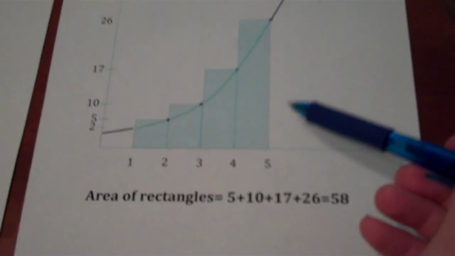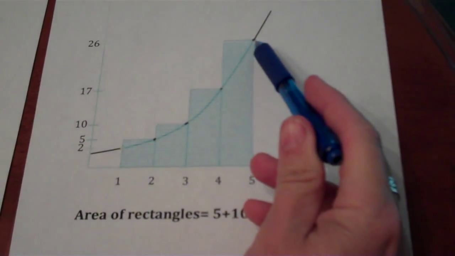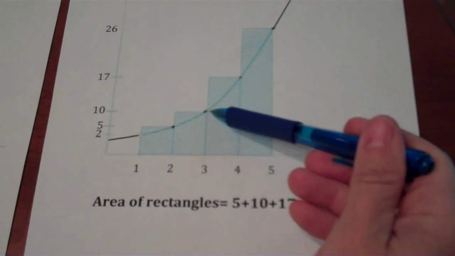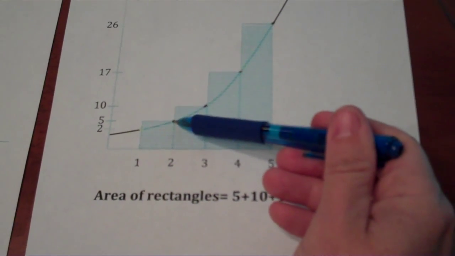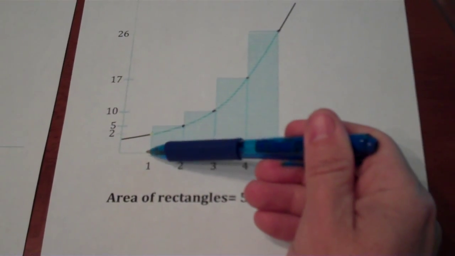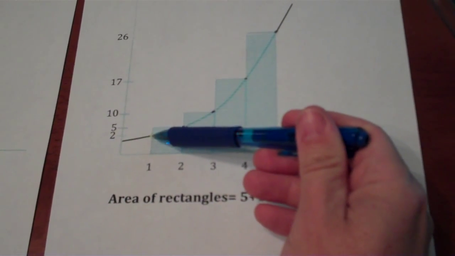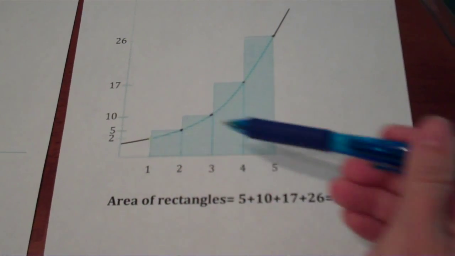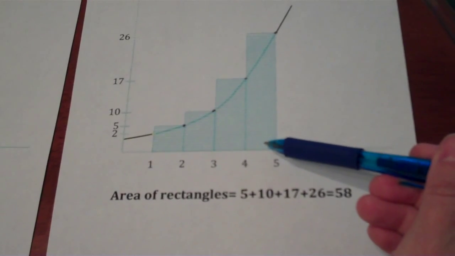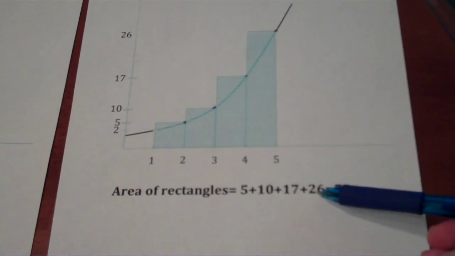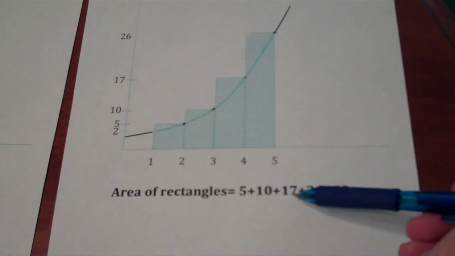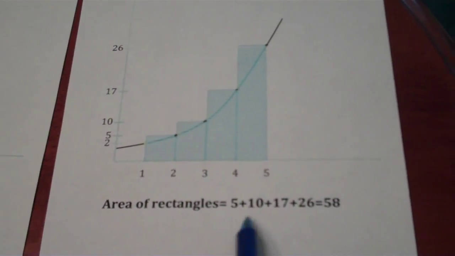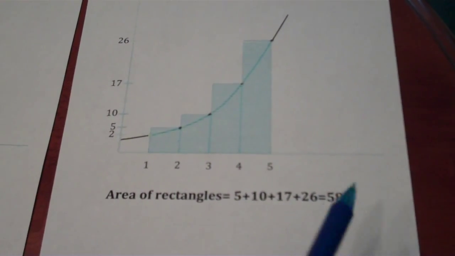As I start at 5, I will use the coordinate 26. When I start at 4, I will use 17, 3, 10, and 2, 5. Once again, there'll be no reason for me to use the first value from the chart because I'm not going to the right anymore. I stop right here. The area of this rectangle would be 1 times 26 is 26, 1 times 17 is 17, 1 times 10 is 10, and 1 times 5. So the sum of my rectangles this time would be 58.